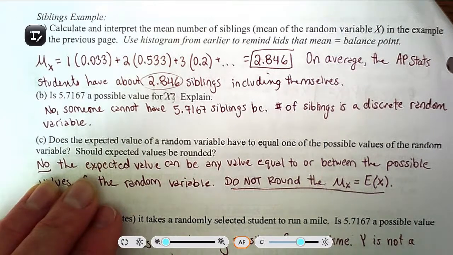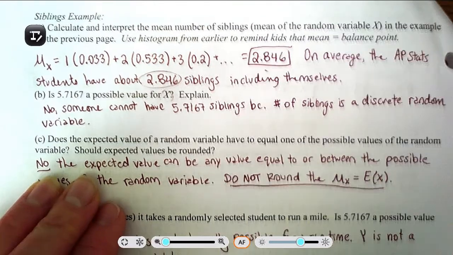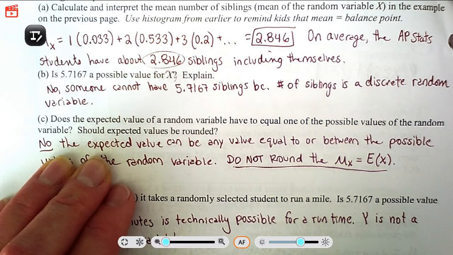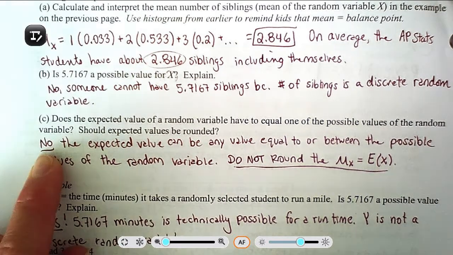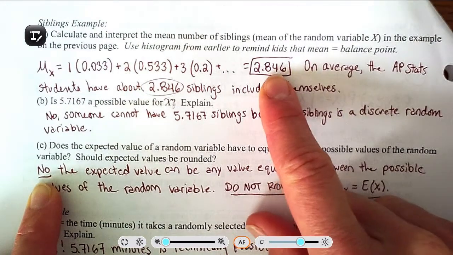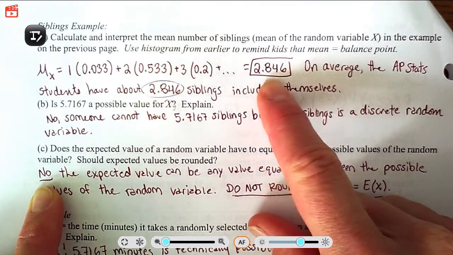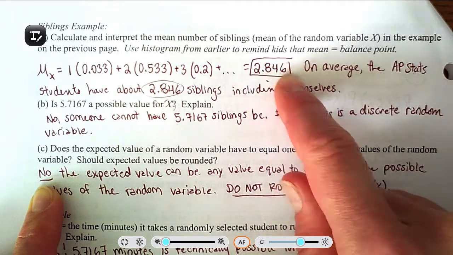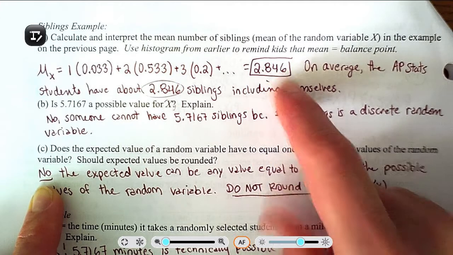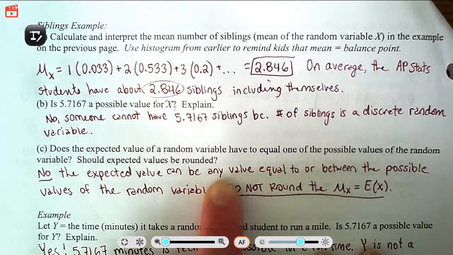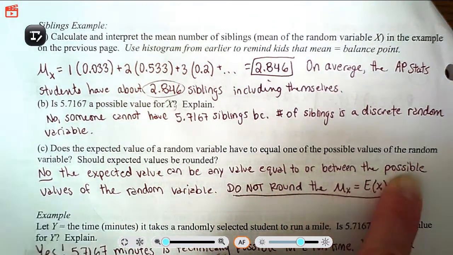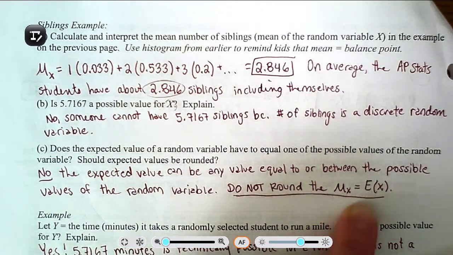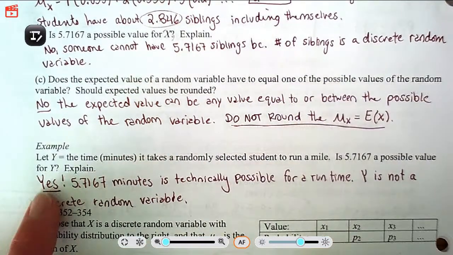Does the expected value of a random variable have to equal one of the possible values of the random variable? And should expected values be rounded? No, don't round your expected values. It's okay that you can't actually have 2.846 siblings, but this is the average number of siblings in my AP Stats class. So the expected value can be any value equal to or between the possible values of the random variable. Do not round the expected value of X, written in either notation form.